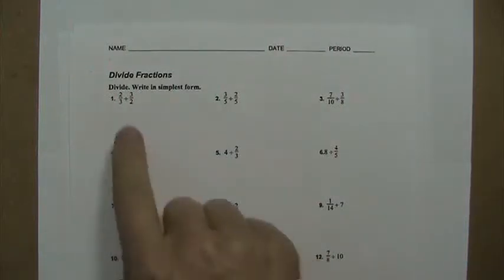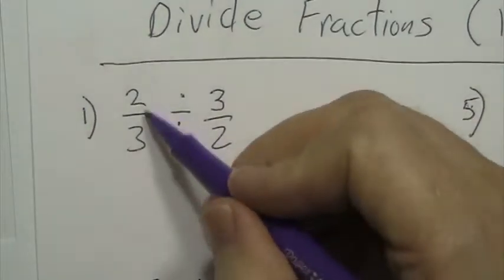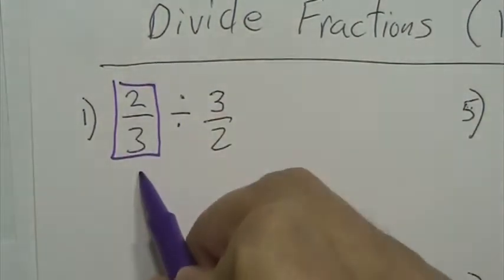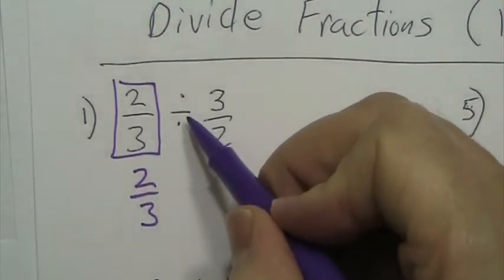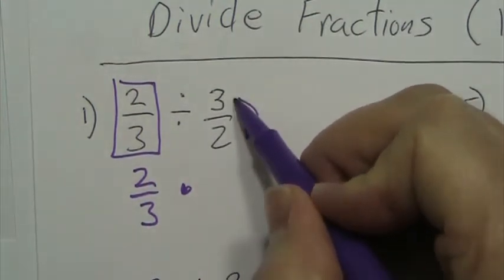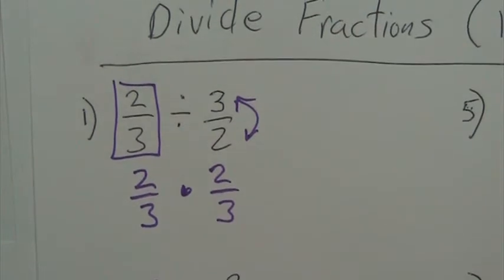Okay, let's go over the answers to dividing fractions 1 through 9. Our first step is to rewrite the problem. We keep this first one. Keep it. Then after that, we multiply by the reciprocal. We flip this one. That's how we set them up.